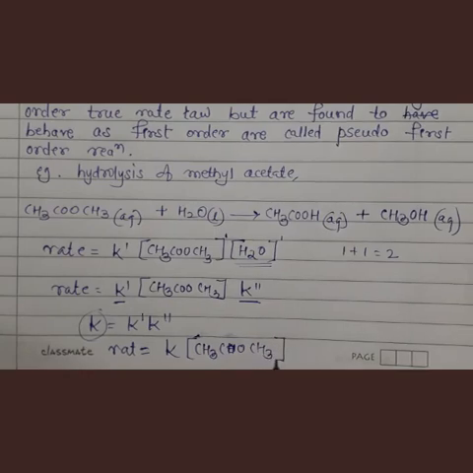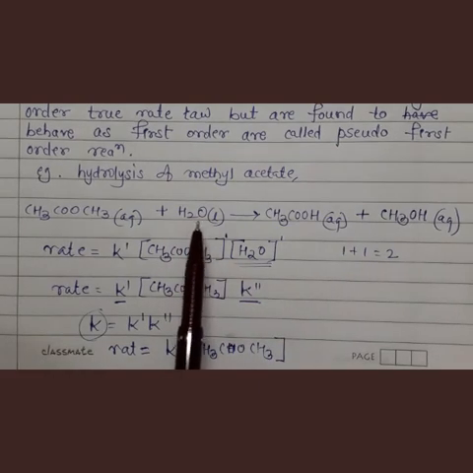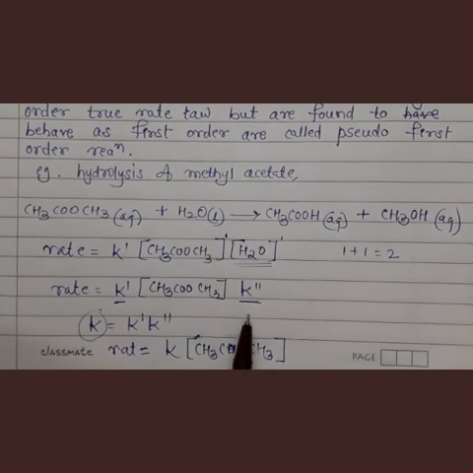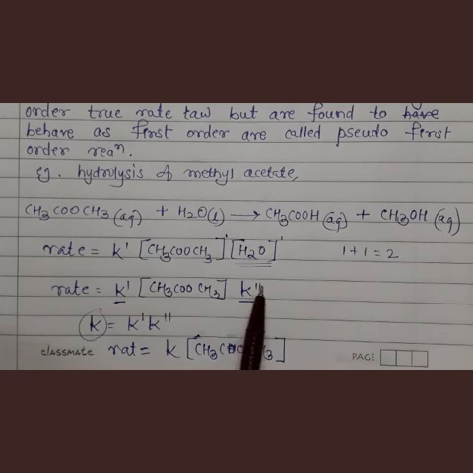CH3COOCH3. So here you can see the rate of this hydrolysis of methyl acetate depends upon the concentration of one reactant only, that is methyl acetate, and it does not depend upon the concentration of water as it is taken in large excess. The concentration of water remains constant throughout the reaction, and that's why for the concentration of water we have taken another constant, K double dash. K dash and K double dash we have taken as K only, and the rate of this reaction is given as rate is equal to K concentration of methyl acetate.